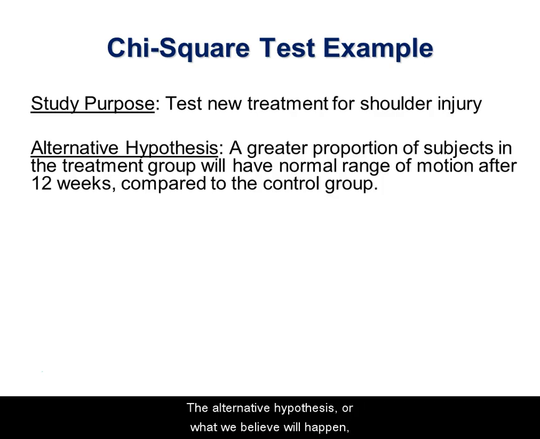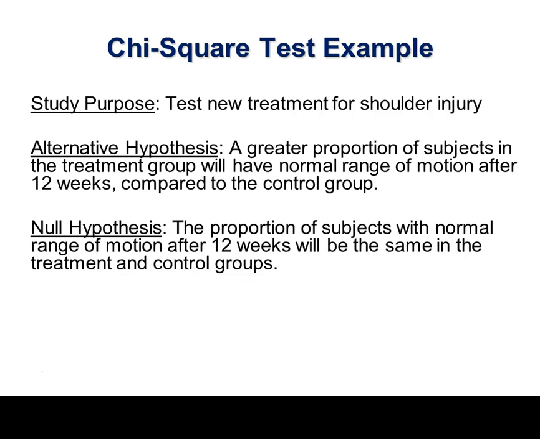The alternative hypothesis, or what we believe will happen, is that a greater proportion of subjects in the treatment group will have normal range of motion after 12 weeks compared to the control group. The null hypothesis is that the proportion of subjects with normal range of motion after 12 weeks will be the same in the treatment and control groups.